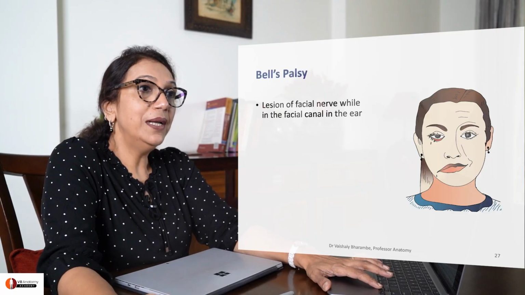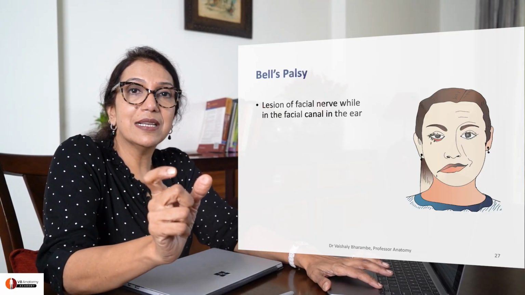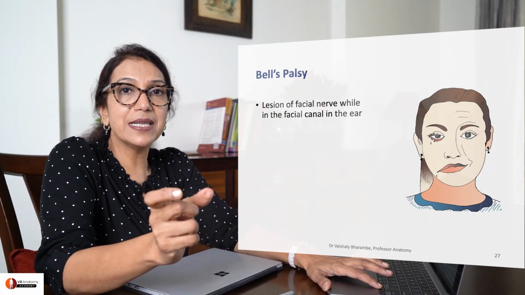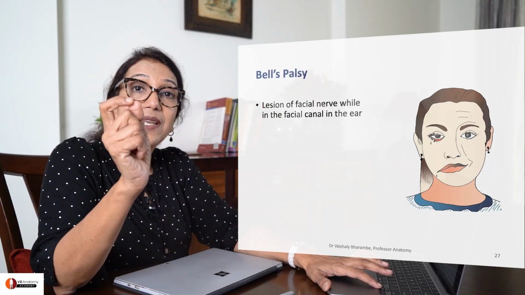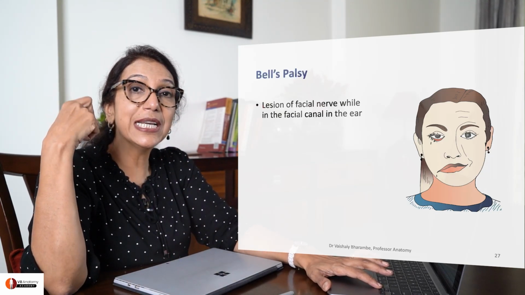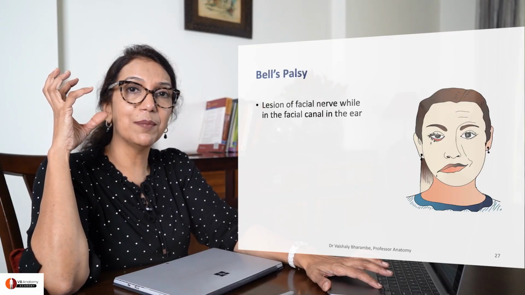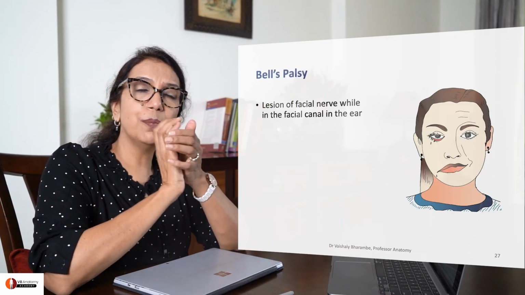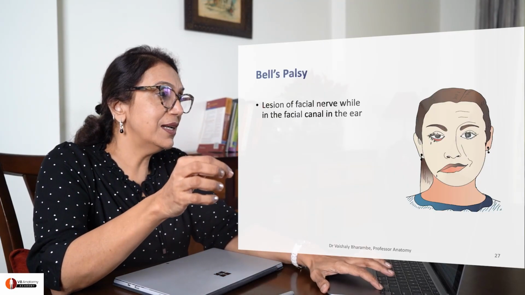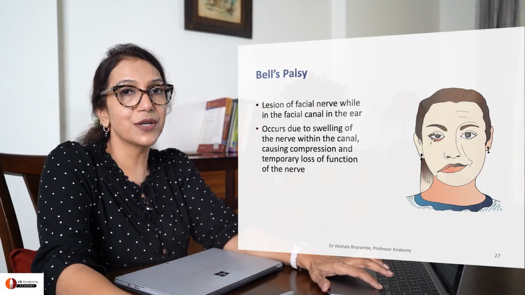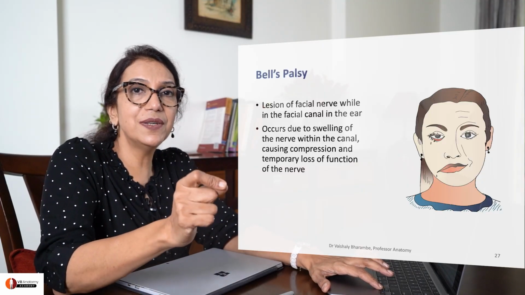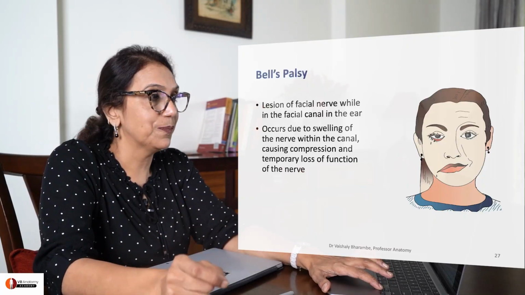Right. But the term Bell's palsy itself, which is associated with facial palsy, usually means a lesion of the facial nerve in the facial canal. The nerve swells up, the narrow facial canal compresses the nerve, causing a temporary loss of function of the nerve. That is the specific definition of Bell's palsy.